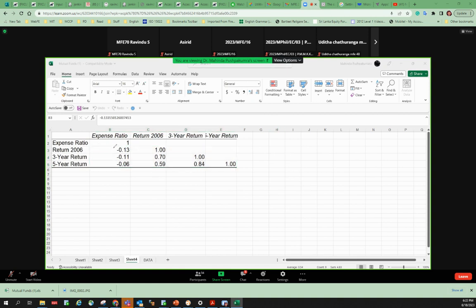Then this value shows correlation between return and expense. This shows return and expense, 2006 return and expense, 3-year return and expense, then the 5-year return and expense. Then you can see negative relationship, weak.